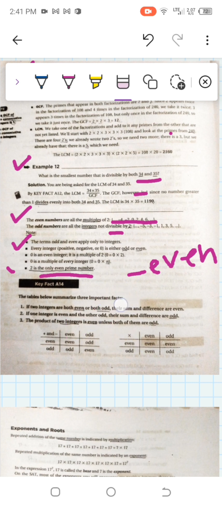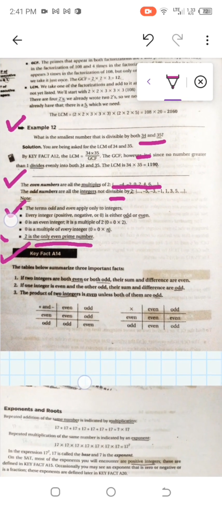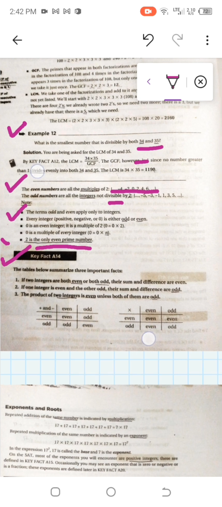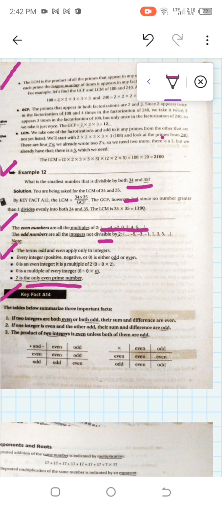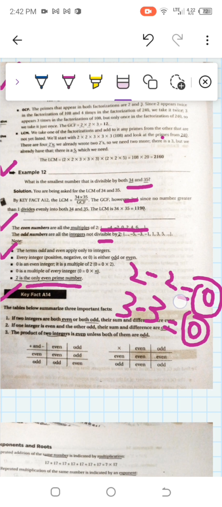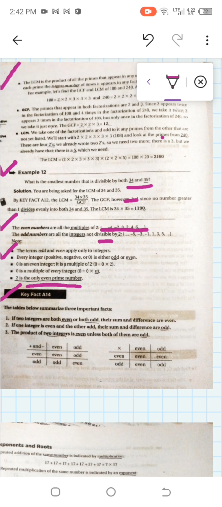Moving towards key fact number 14. Here you can see the table below summarizes the important facts. If two integers are both even or both odd, the sum and difference are even. Look, there are two integers, either both even like 2 and 2, or both odd like 3 and 3. When we subtract them, we get an even number, like we discussed that zero is an even number. So if we have two evens or two odds, the difference will be even.